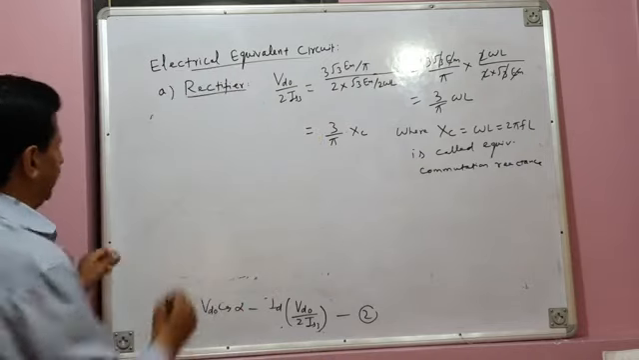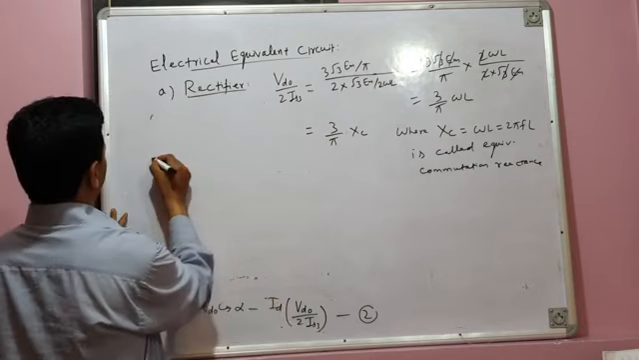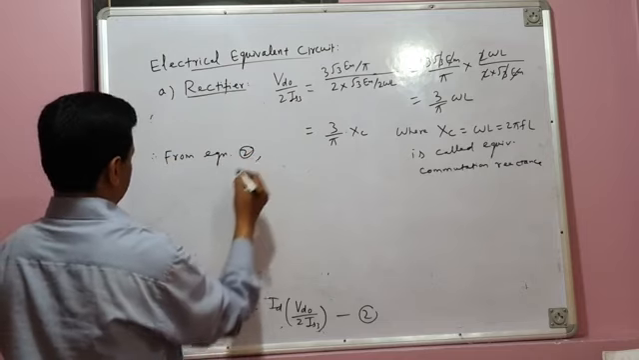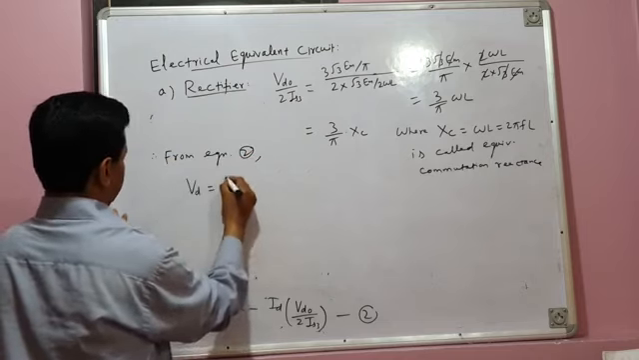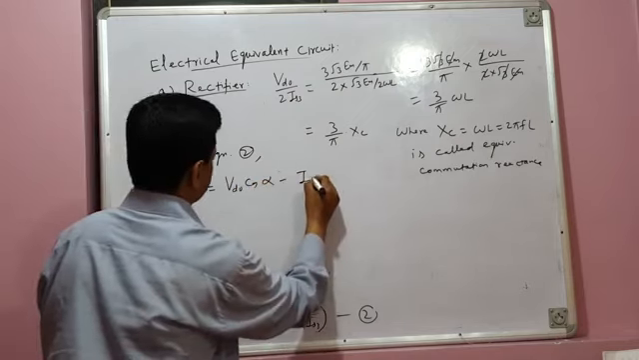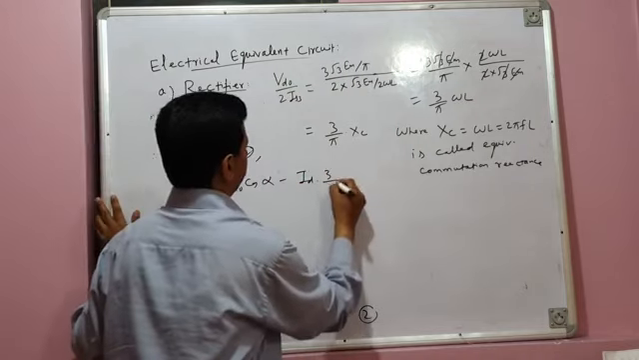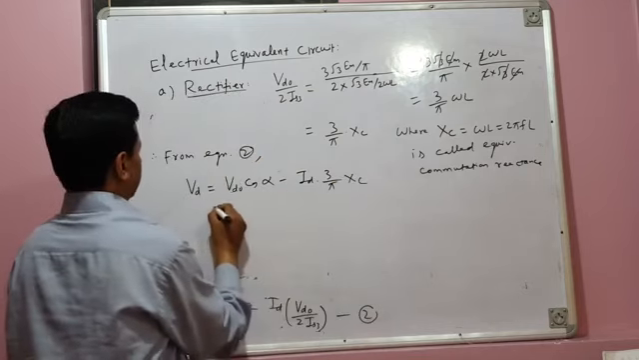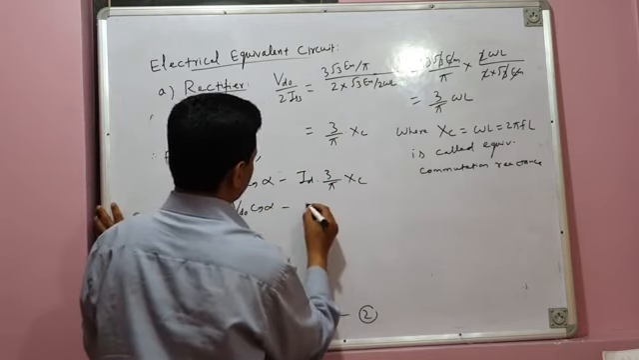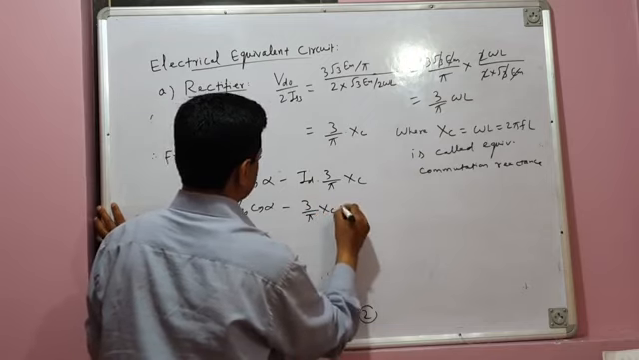So therefore, I can substitute in equation 2 Vd naught by 2is3, which is here. From equation 2, converter average output voltage Vd is equal to Vd naught cos alpha, that is the first term, minus Id times Vd naught by 2is3. And what is Vd naught by 2is3? It is 3 by pi into Xc. So this can be written as Vd naught cos alpha minus 3 by pi Xc into Id.